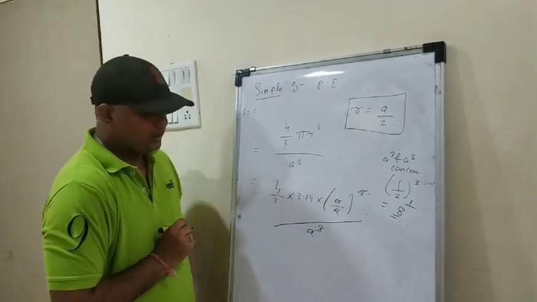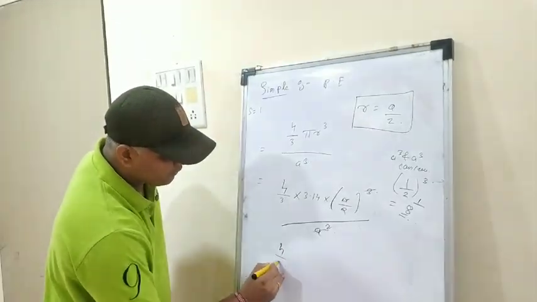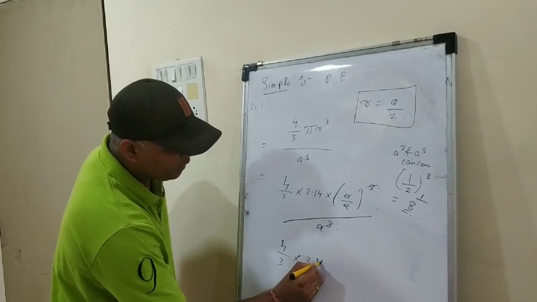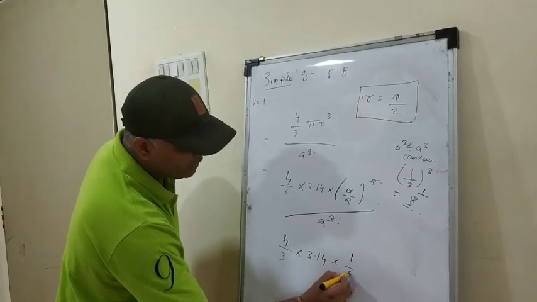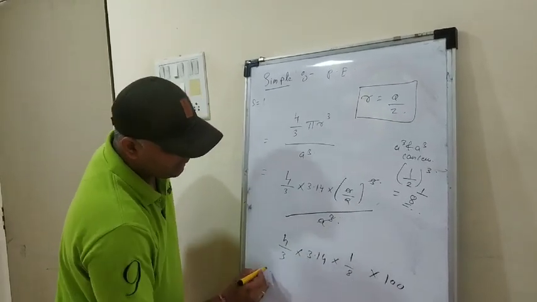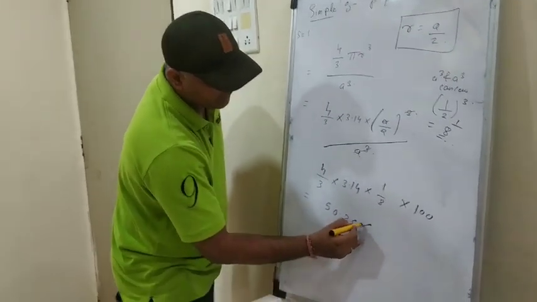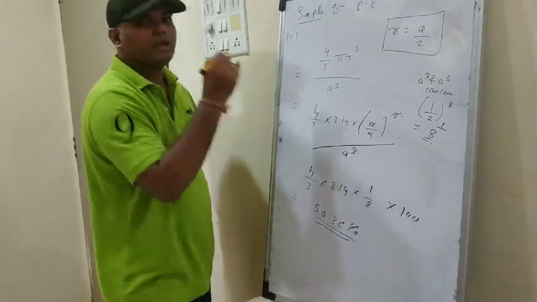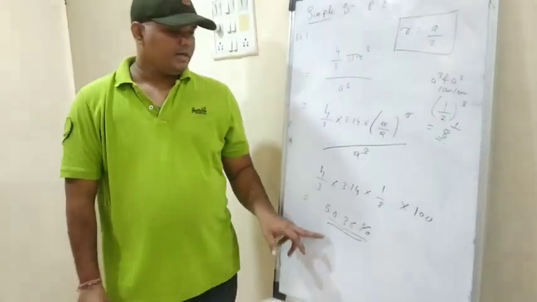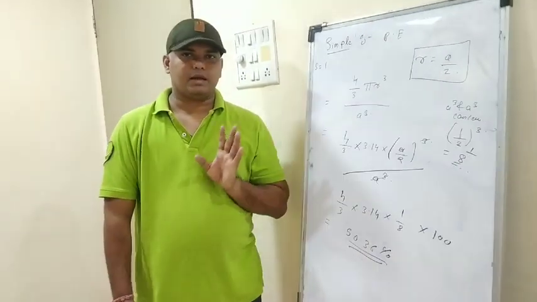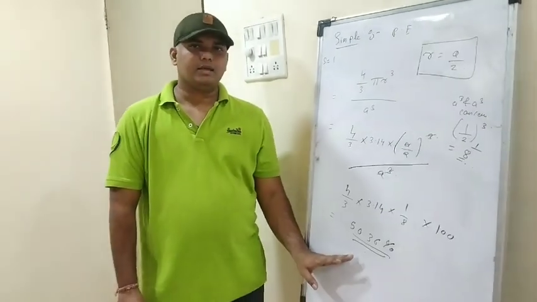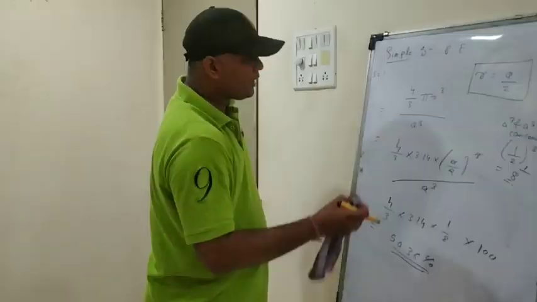So here we can write the equation 4 by 3 into 3.14 into 1 by 8 into 100, that is equal to 52.36%. So this is the packing efficiency in the case of simple cubic lattice, right? I hope that you are understanding this. Okay. Now let's move further. Let's do the calculation.